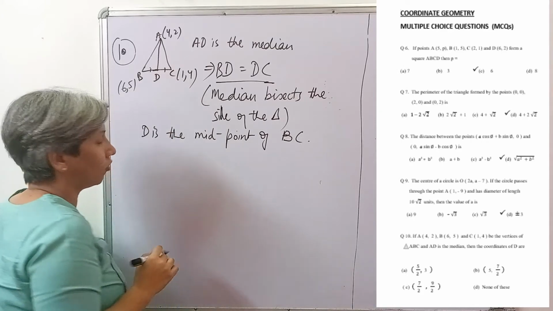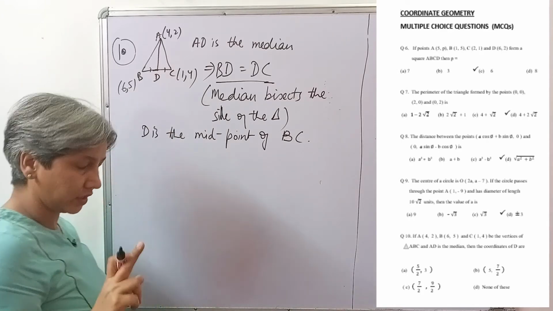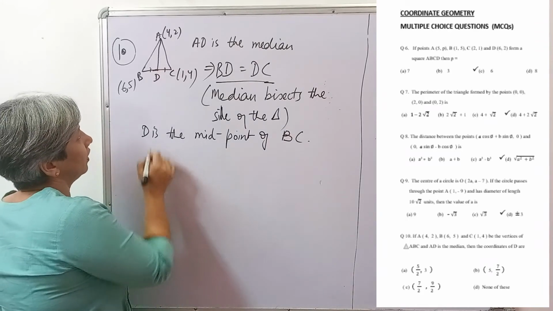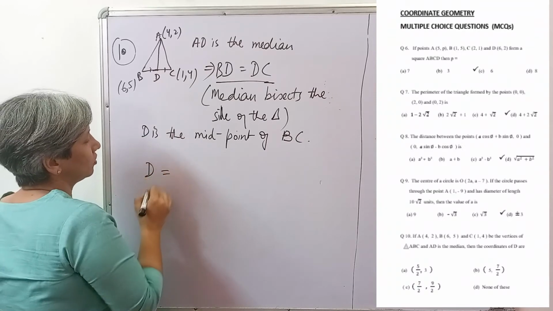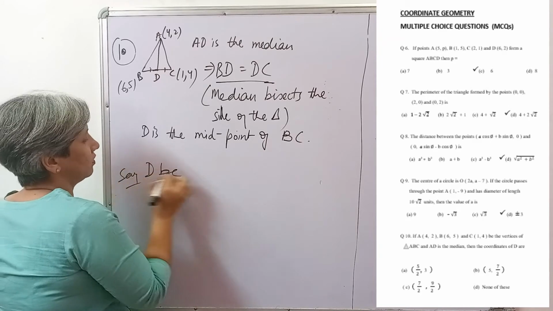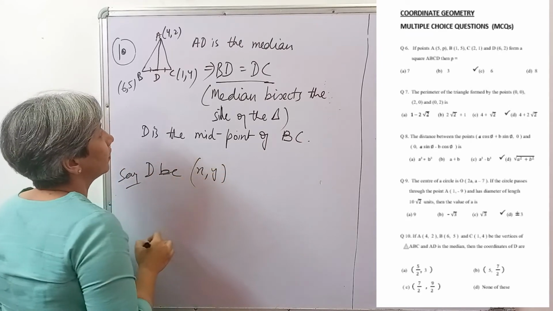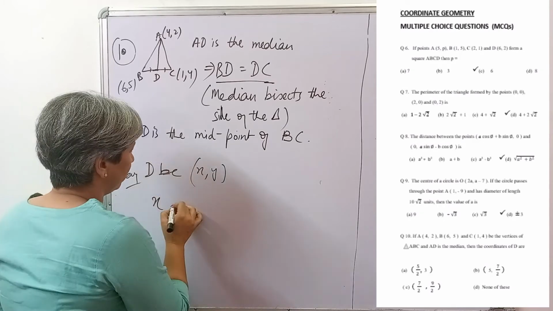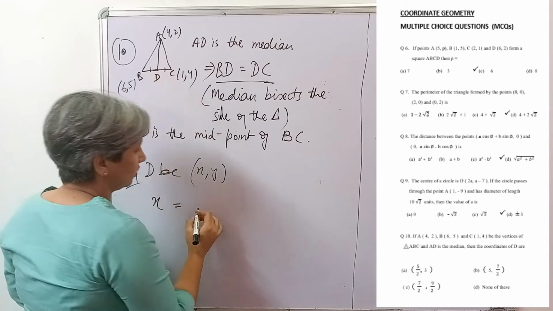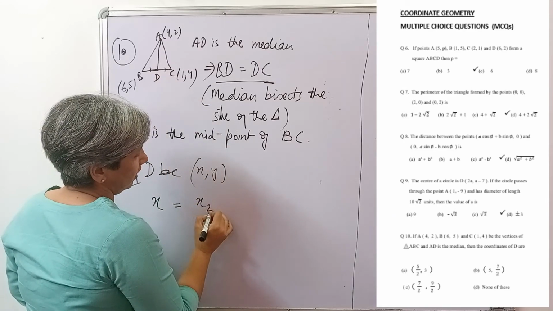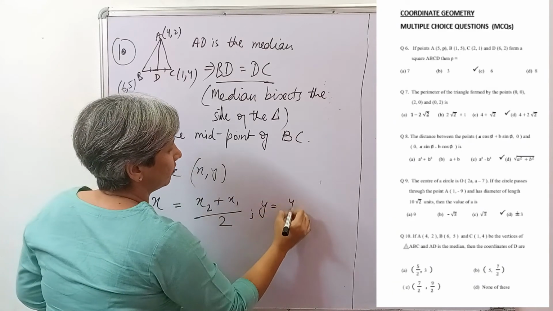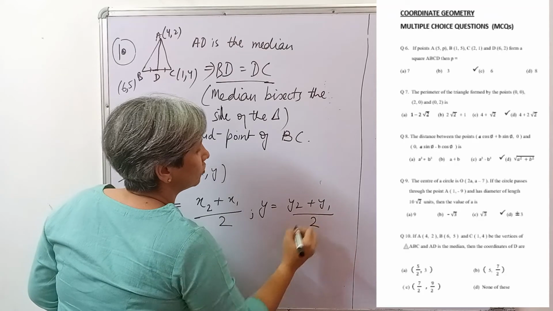We have the midpoint formula. Remember, the section formula was the second formula, and 2A was the midpoint formula, as per which, let D be (x, y). Using the midpoint formula, x is (x2 plus x1) upon 2, and in the same way y will be (y2 plus y1) upon 2.